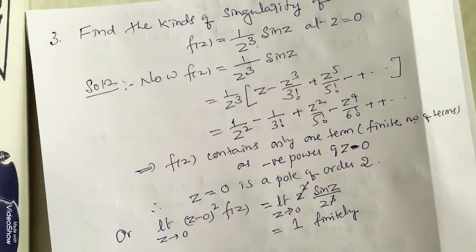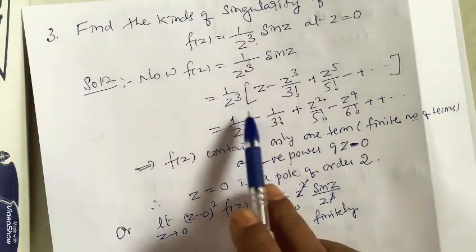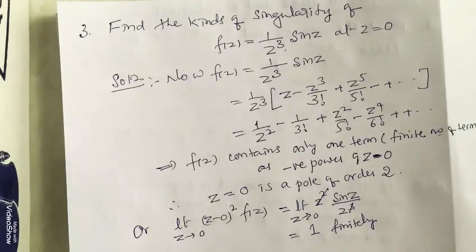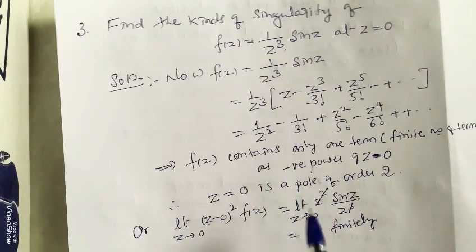So if you know the limit, you can apply it. Otherwise, you use the expansion and write here. So you can say that z = 0 is a pole of order 2 here. You can write either use this or use this one here.